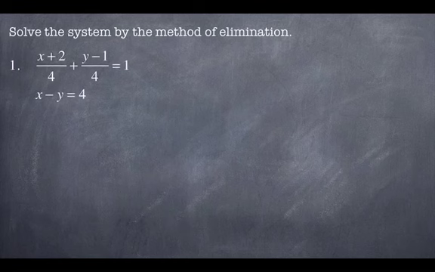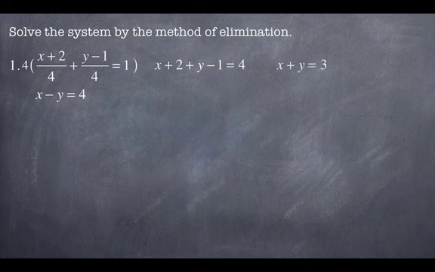Number 1 says solve the system by the method of elimination. To clean this up a little bit, I'm going to multiply both sides of this equation by 4. This is what you get. If you keep the variables on the left side and get rid of the integers from the left side, you end up with x plus y equals 3. So this first equation that you see here, once you do a little bit of work, it becomes this.